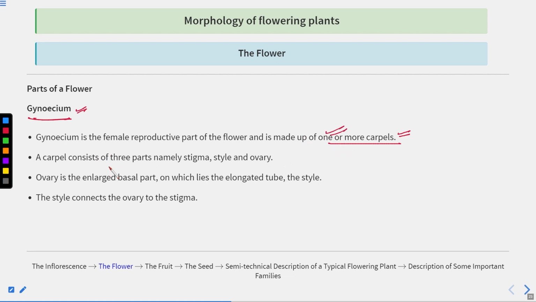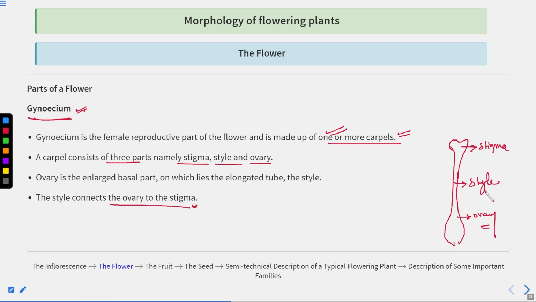So the carpel consists of three parts, namely stigma, style, and ovary. If you draw any carpel, then there is a stigma, there is a style, and there is an ovary. This is the stigma. This is the style part, and this is the ovary. Now the style connects the ovary to the stigma. So this part is style. It is connecting the first part, that is the stigma, to the ovary.